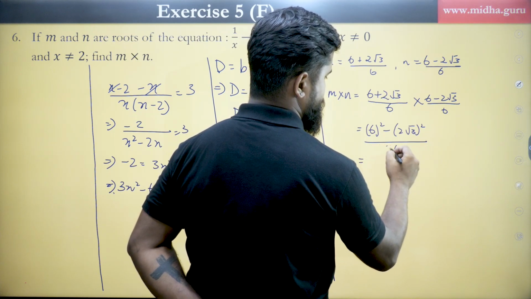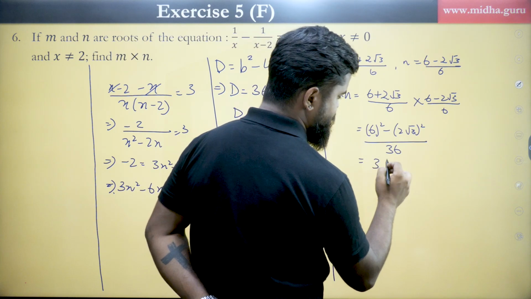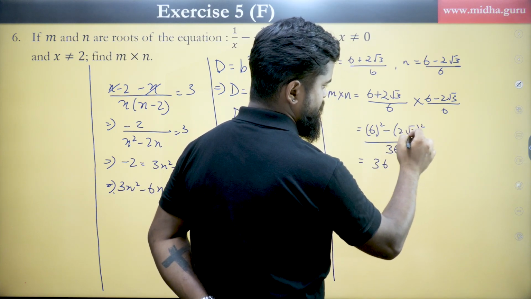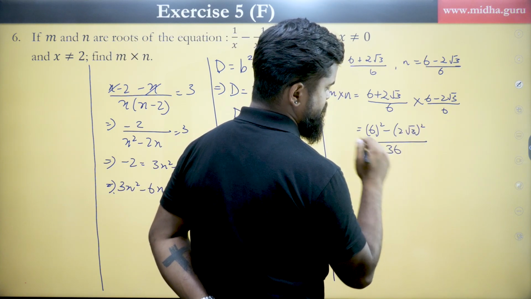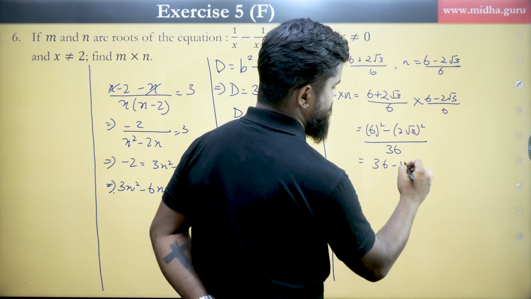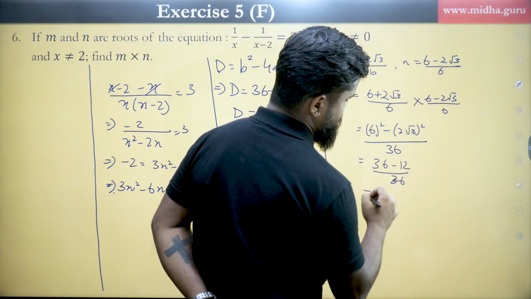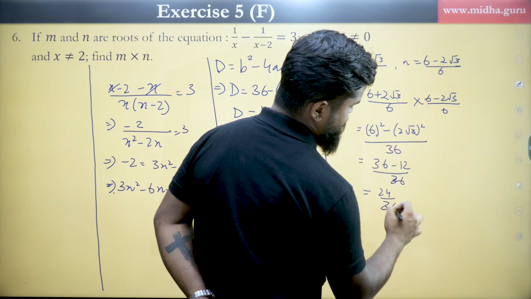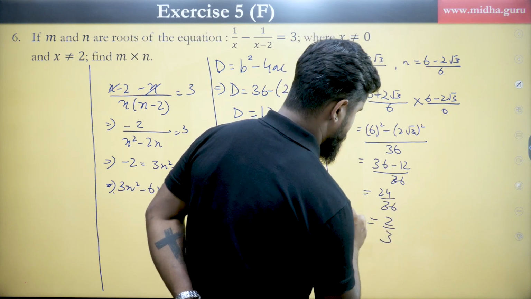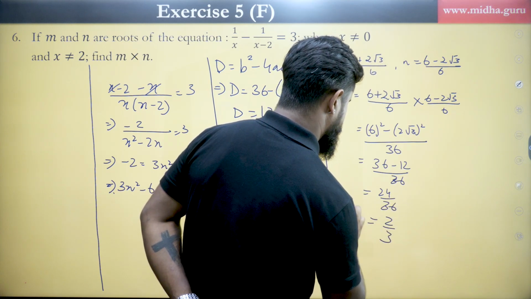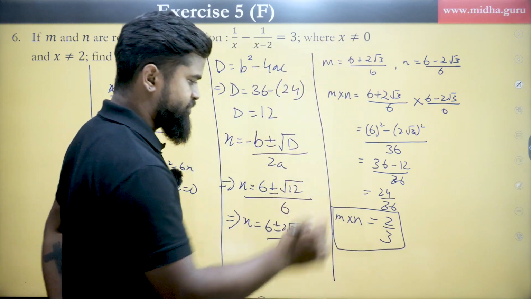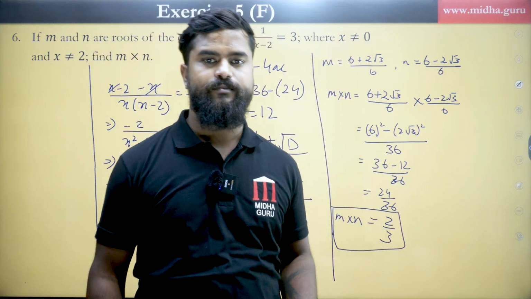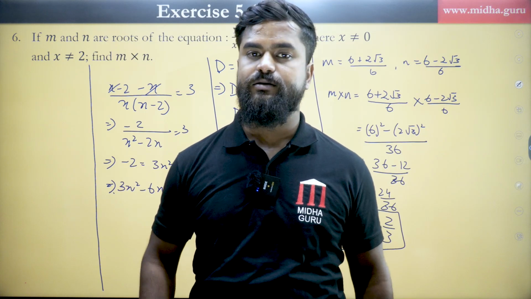Oh sorry, 6 into 6, that is 36. So we have 36 minus 4 into 3. Yeah, this will become 12 by 36. So we have 24 by 36, which is equal to 2 by 3. So m into n is equal to 2 by 3. So now let's move on to the next question.